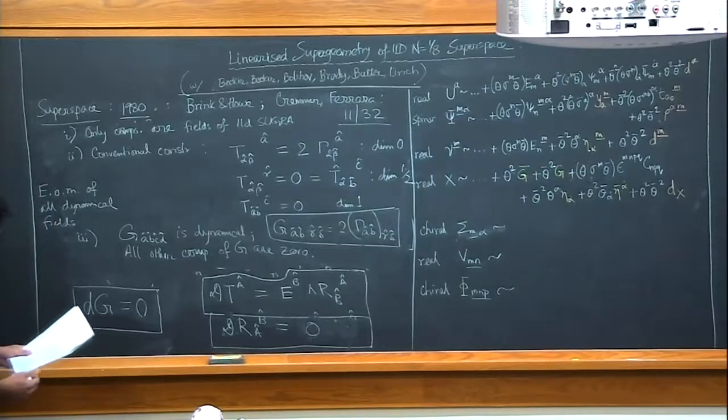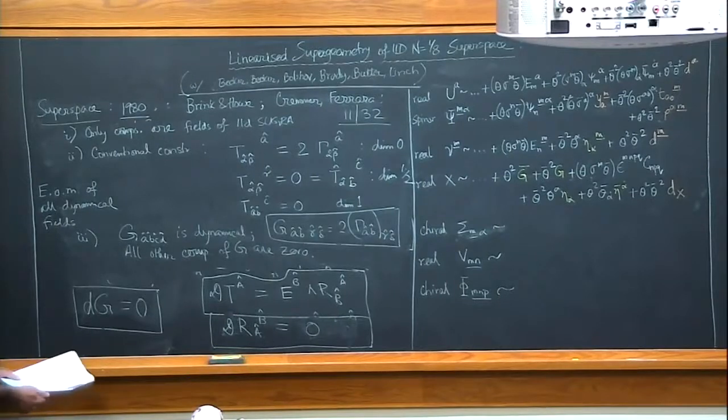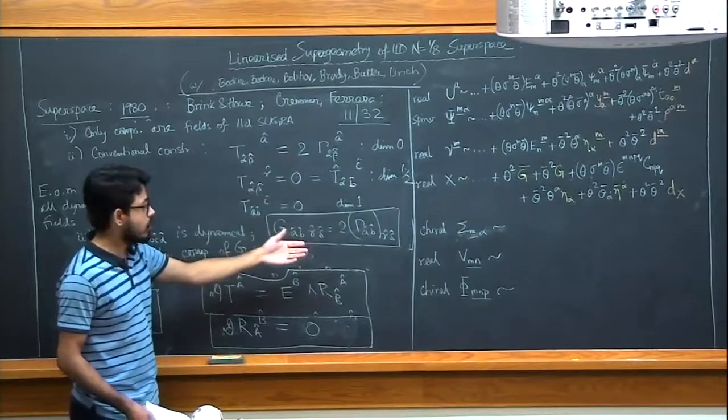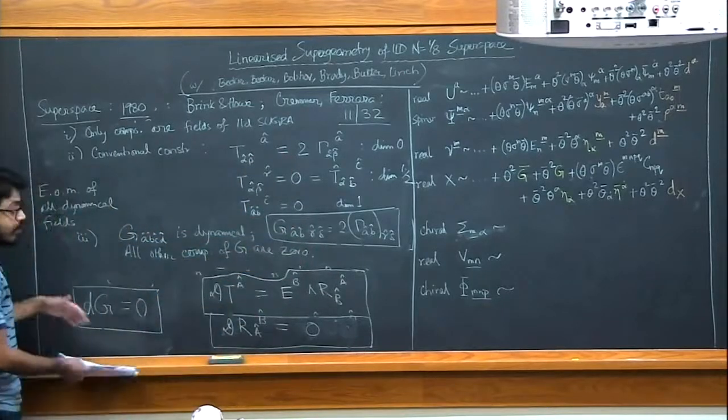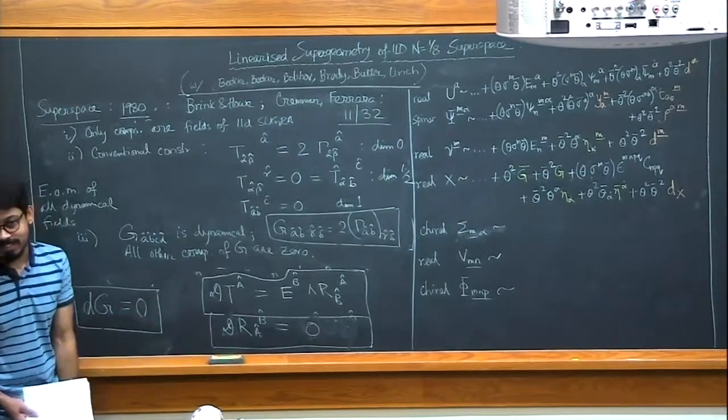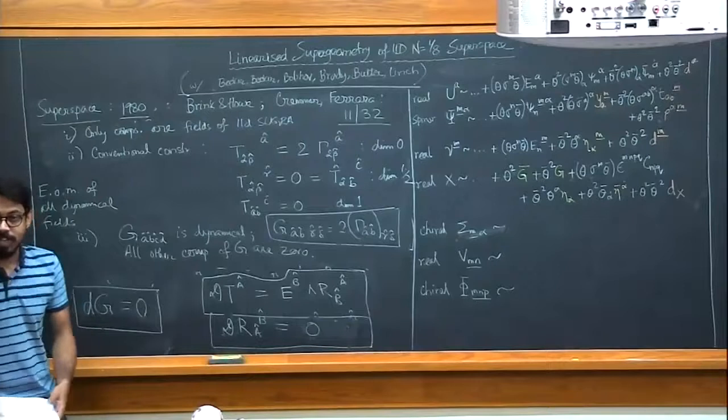No. Okay. Right. So now the question is, how do we fix it? Can we choose maybe a different set of constraints, so that we are not led by the Bianchi identities to equations of motion of dynamical fields, right? That's the question that we're trying to solve.